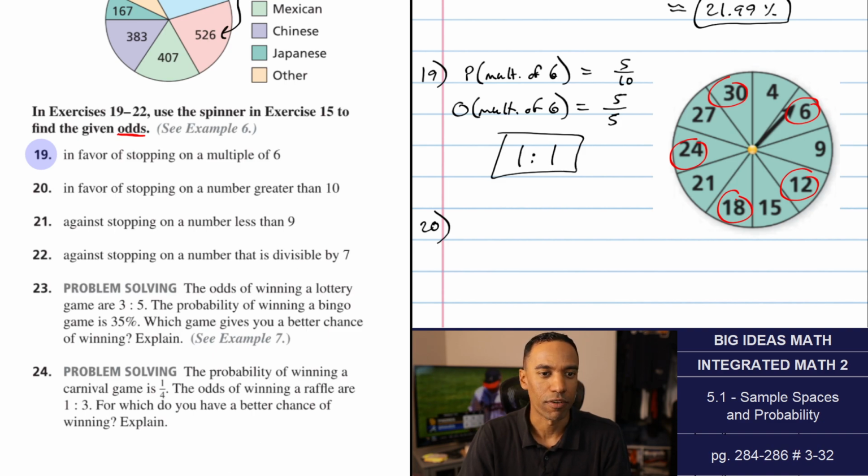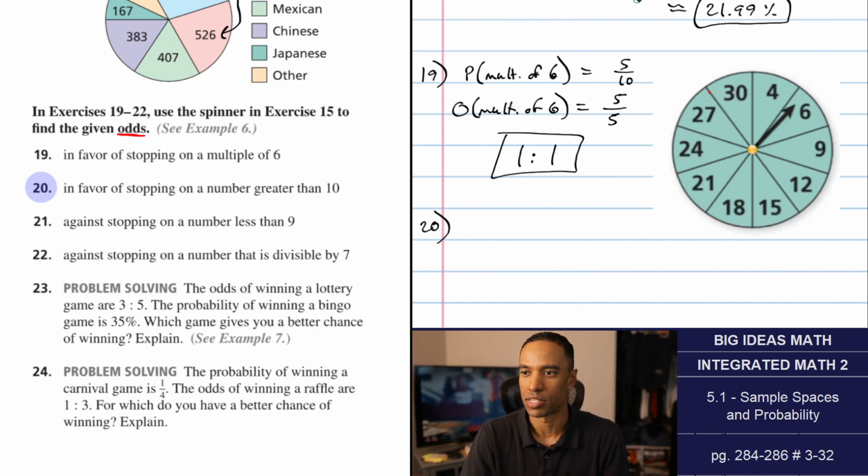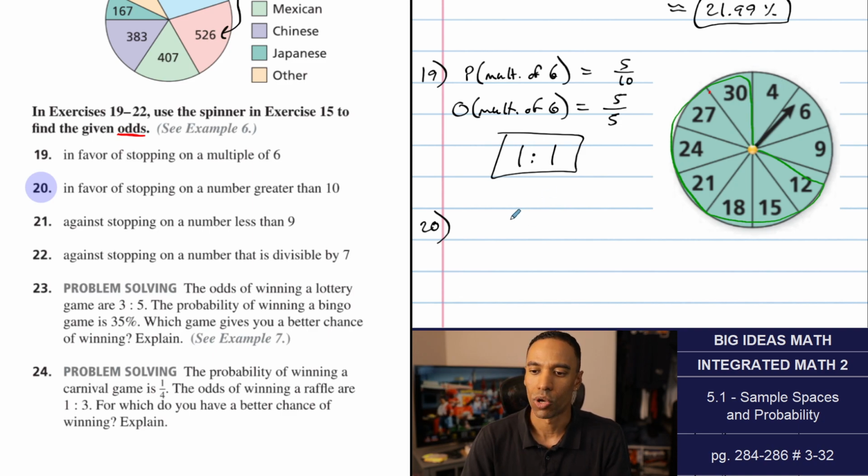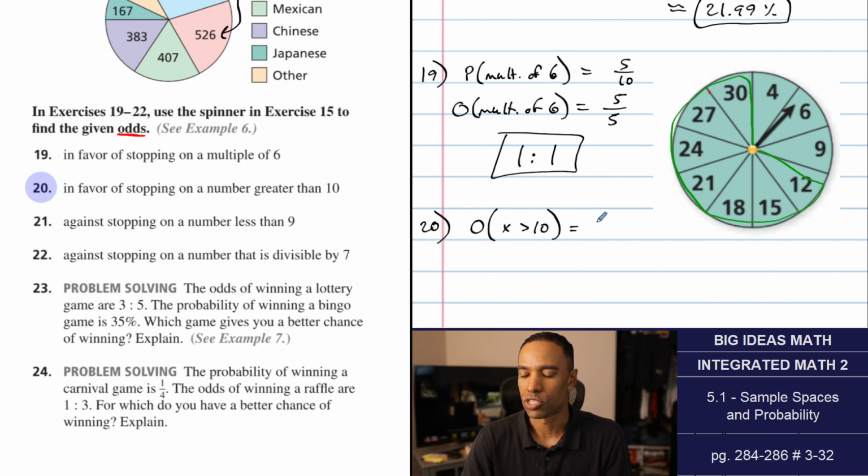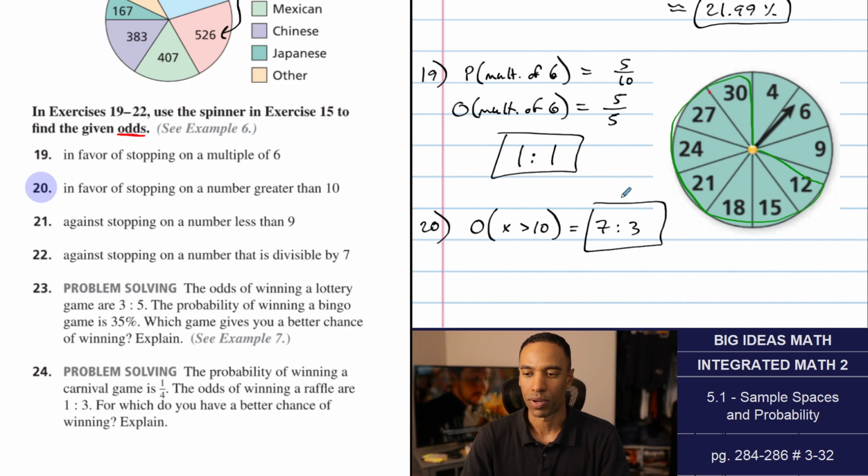Number 20, we have the odds in favor of stopping on a number greater than 10. It looks like this ascends, so where does the greater than 10 start? It starts there and goes up. I can either count those or count away from it. There are 7 numbers that are greater than 10 here, versus 3 that are not. So that's 7 to 3 odds.